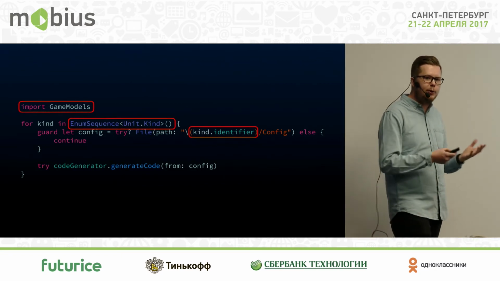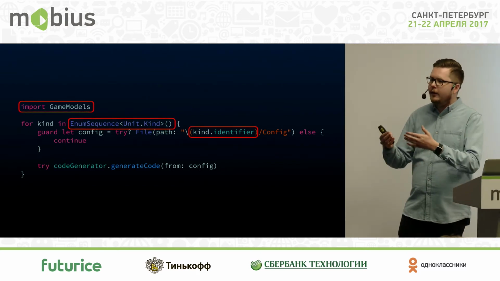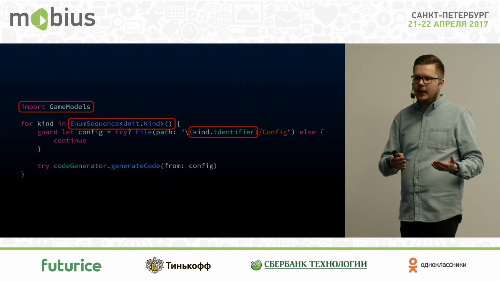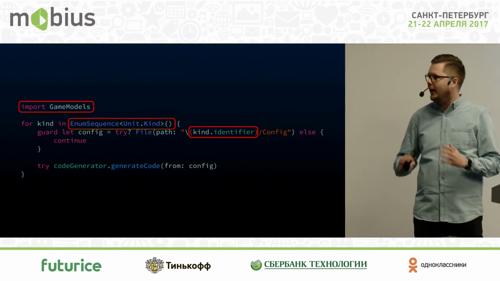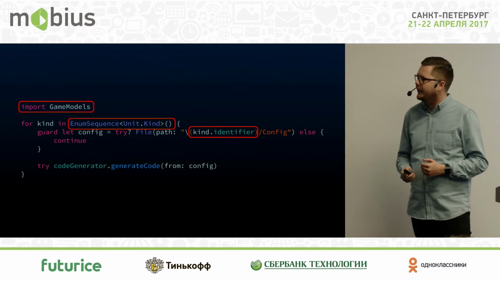So that way we have a single source of truth in Swift. When the enum in the game is updated, the script is automatically updated as well. So things become a lot more automatic and a lot easier to maintain, which is great.